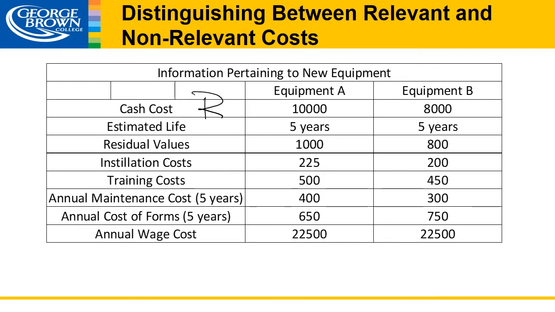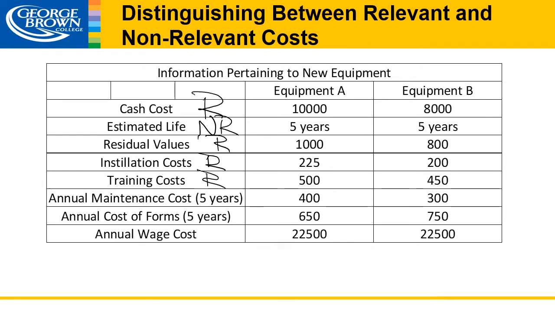The estimated life for both is 5 years. Because they're the same, it is non-relevant, except if it was to be used in the calculation for depreciation. The residual values for each piece of equipment are different. So 1,000 versus 800. Because they're different, this is a relevant cost. The initial installation fees and training costs differ between the two pieces of equipment, so they are both relevant costs.